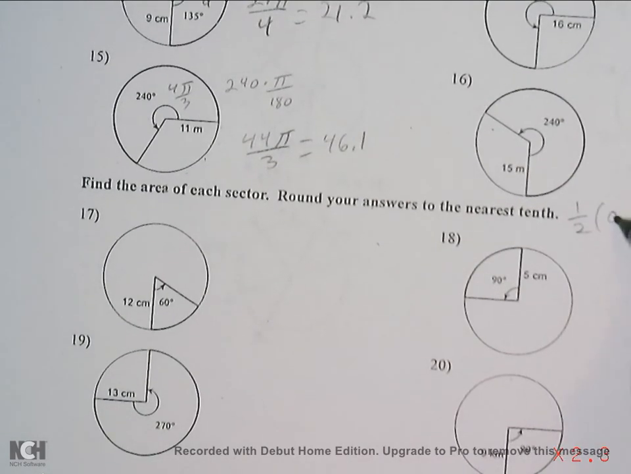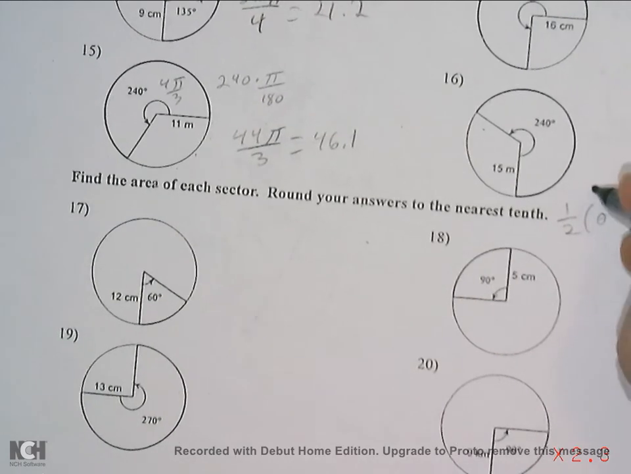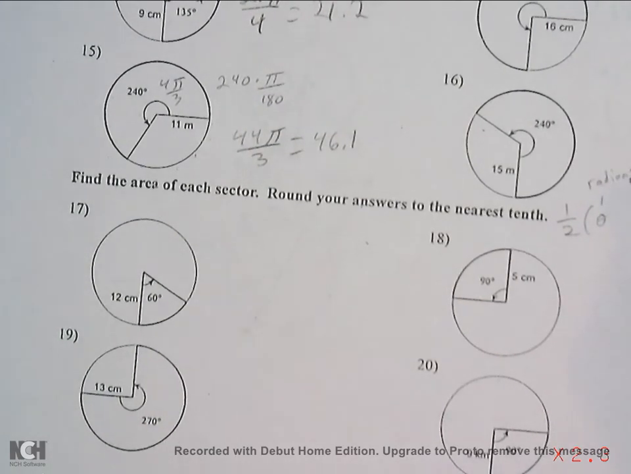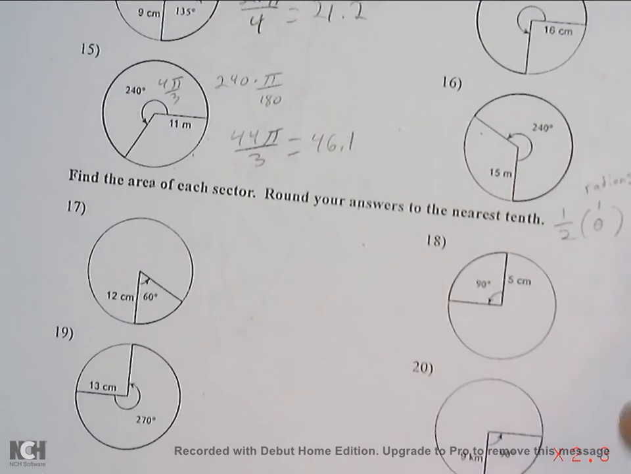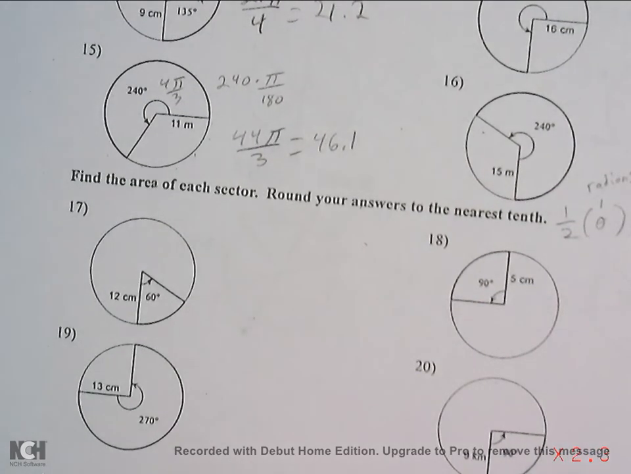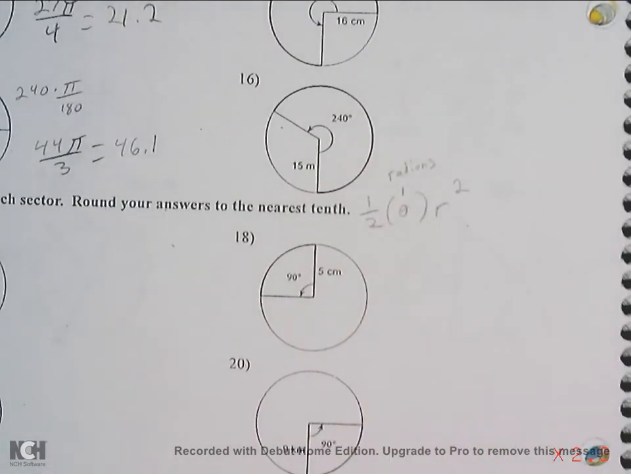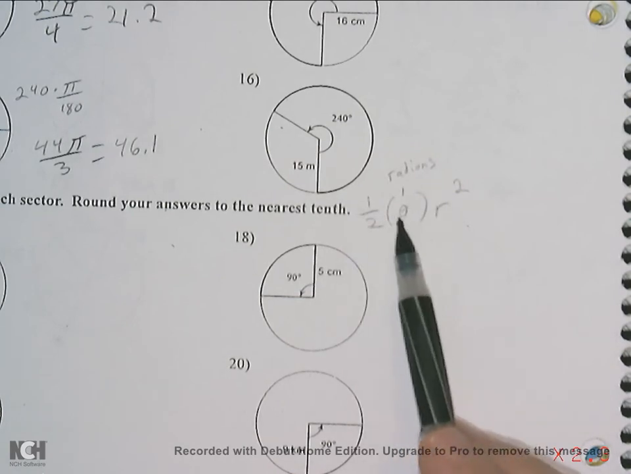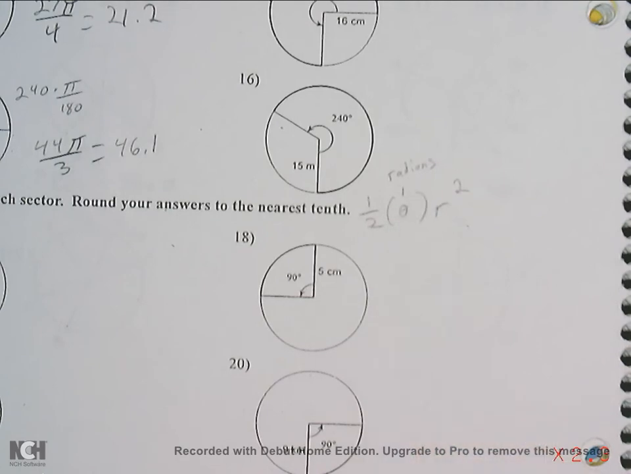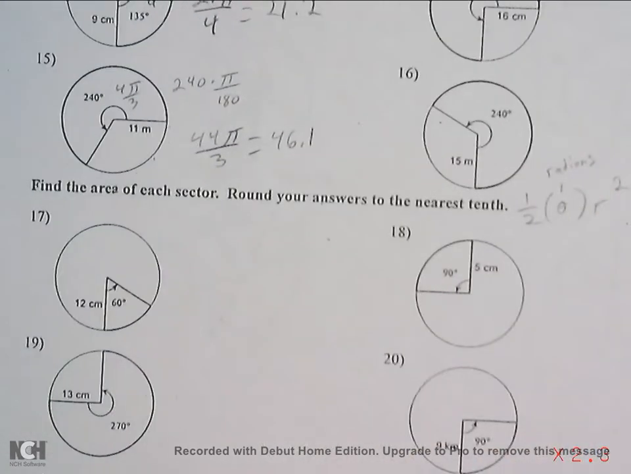theta, so the measurement of your angle in radians. So you got to convert that to radians, times your radius squared. Okay, so remember the area of a circle is pi r squared, right? So it's kind of similar there. We're just taking out the pi, replacing it with the degree in radians, which still has pi in it, and then halving it as well.